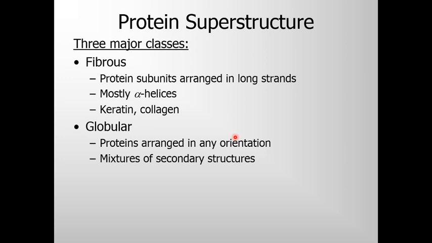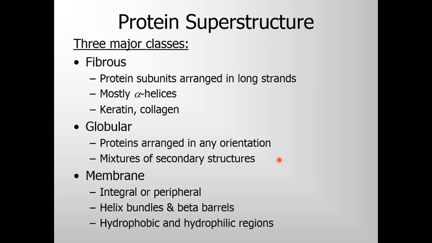Globular proteins are proteins arranged in any orientation. There is no specific orientation involved. Mixtures of secondary structures are usually involved in forming tertiary structures.